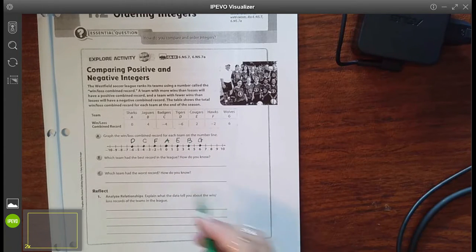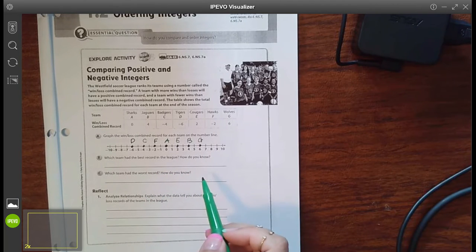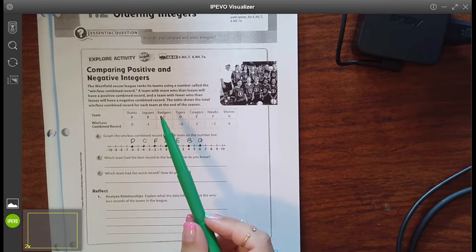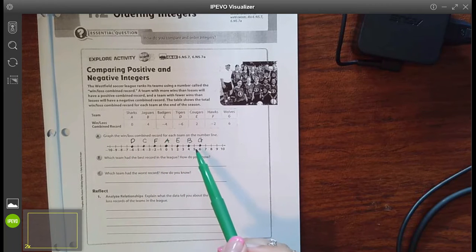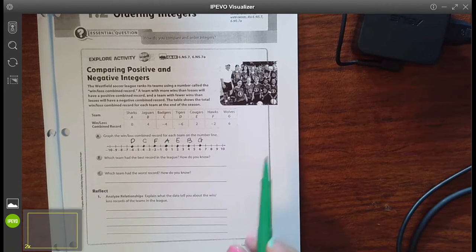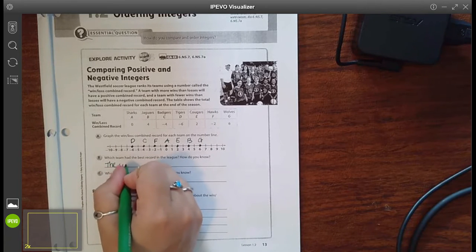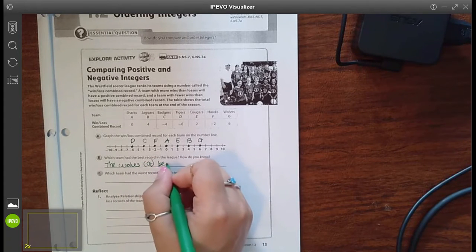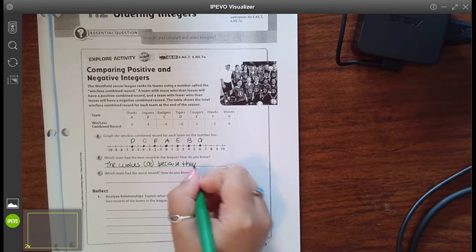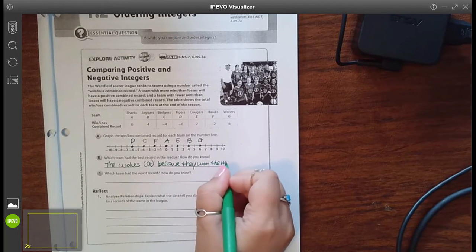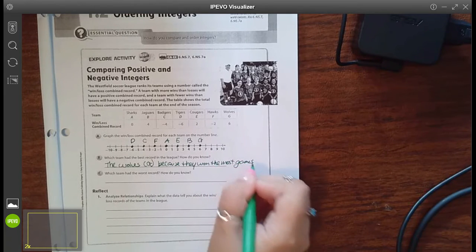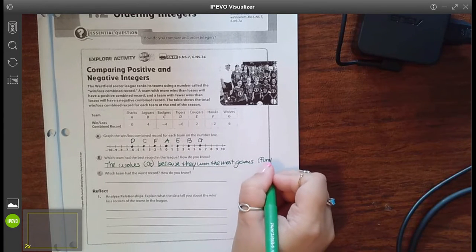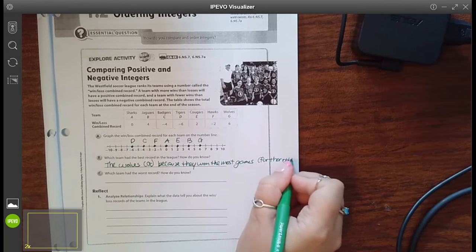All right, now they want to know which team had the best record in the league, and how do you know? Well, the best record means that they had more wins than losses, right? And they said that would be represented by a positive number. So where's the biggest positive you see? 6, and that's representing G, the Wolves. So the Wolves, or G, had the best because they won the most games. And I could also say, if they asked how you know based upon the graph, furthest right means the greatest number, right?